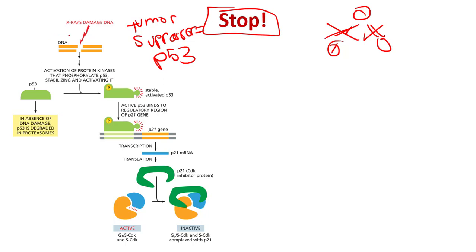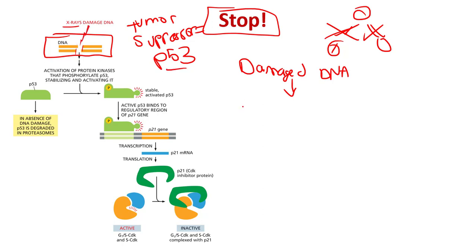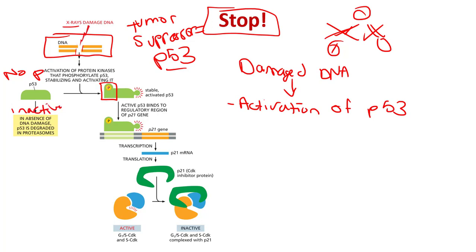Let's say that you have really damaged DNA, okay, a big mutation. For example, if someone gets an X-ray, it can cause a double-stranded break in the DNA. That's bad damage, right? So whenever there's damaged DNA, this will lead to activation of P53. The way that P53 becomes activated is it becomes phosphorylated. So if there's no phosphate, P53 is inactive. If there is phosphate, P53 is active. So activation of P53 means P53 becomes phosphorylated. And the only way P53 becomes activated is if there's damaged DNA.